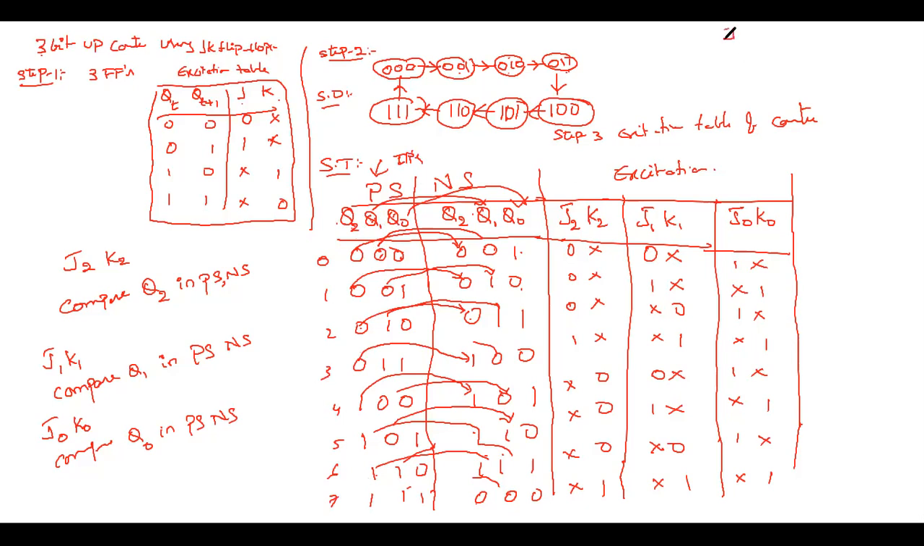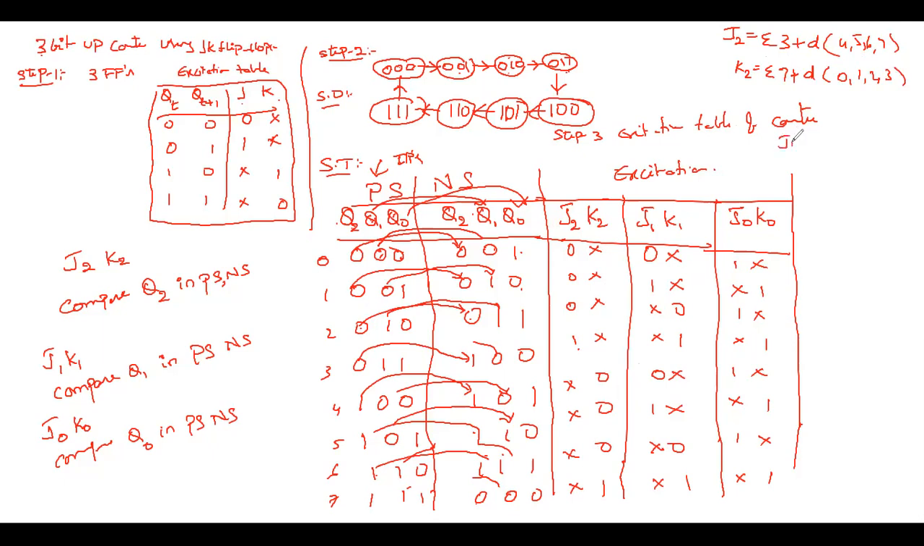So J2 is equal to sigma 3, since the one is available at 3 only, plus don't cares 4, 5, 6, 7. Next K2 is sigma 7. Don't cares are 0, 1, 2, 3.